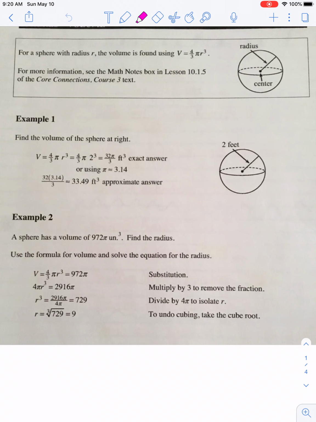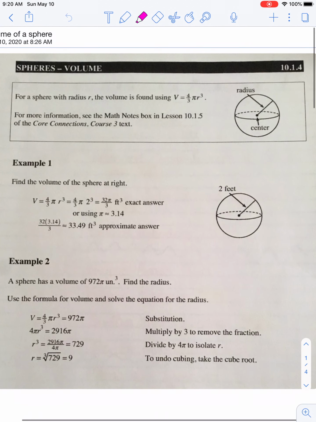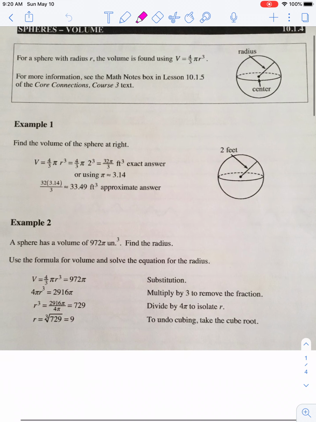All right, so today we're going to talk about the volume of a sphere. So we're talking about the volume of a ball or a globe or the Earth. It says for the sphere with the radius, so you need the radius, we're going to use this formula. Volume equals 4/3 times pi times the radius cubed.